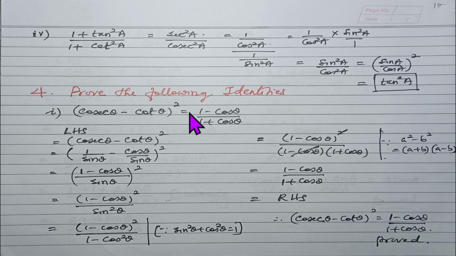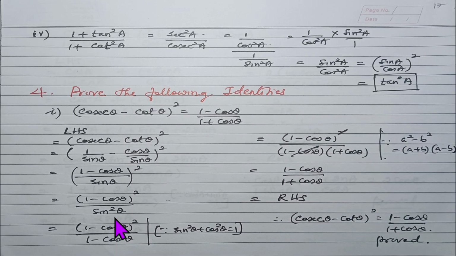Now taking LHS, we have got (cosec theta minus cot theta) whole squared, but we know that cosec theta is 1 by sin theta and cot theta is cos theta by sin theta. I have converted the secondary trigonometric ratios into primary ratios here. The reason is the answer is in primary ratios. Now 1 upon sin theta minus cos theta by sin theta, I take the LCM here, sin theta is LCM, so it becomes (1 minus cos theta upon sin theta) whole squared.